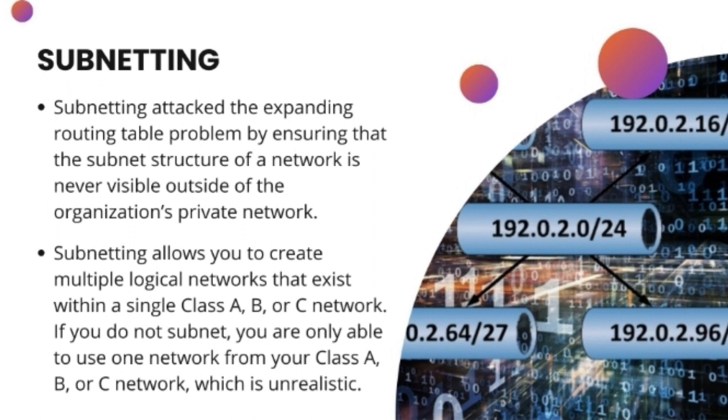This allows the local administrators to introduce arbitrary complexity into the private network without affecting the size of the internet's routing tables. Subnetting allows you to create multiple logical networks that exist within a single Class A, B, or C network. If you do not subnet, you are only able to use one network from your Class A, B, or C network, which is unrealistic.